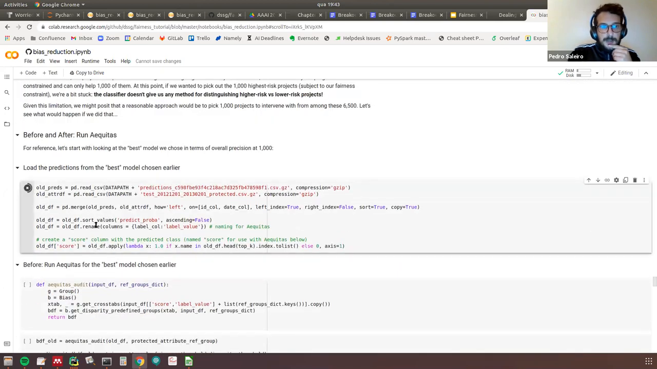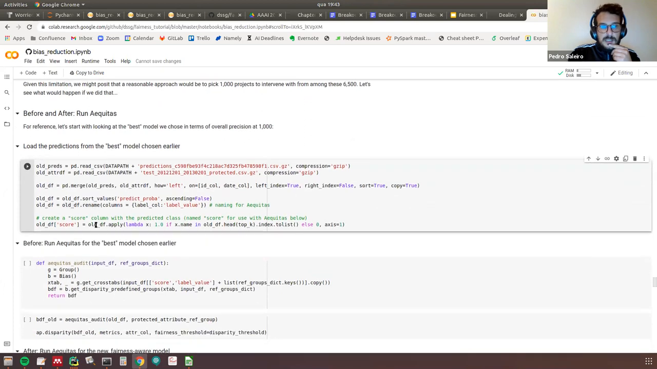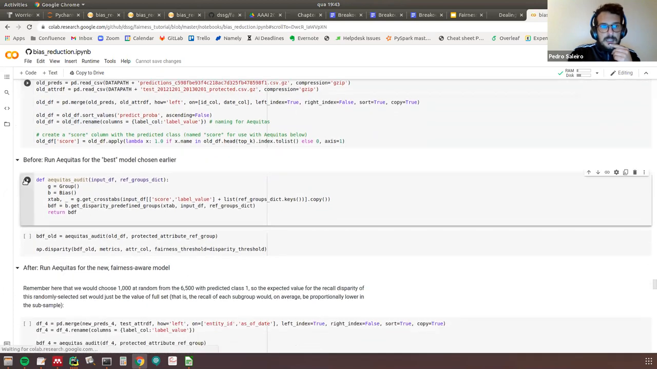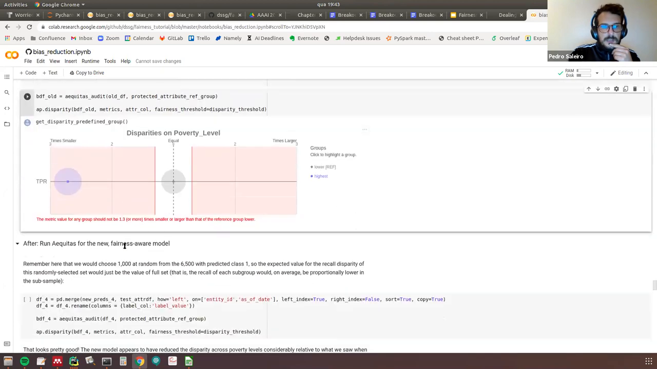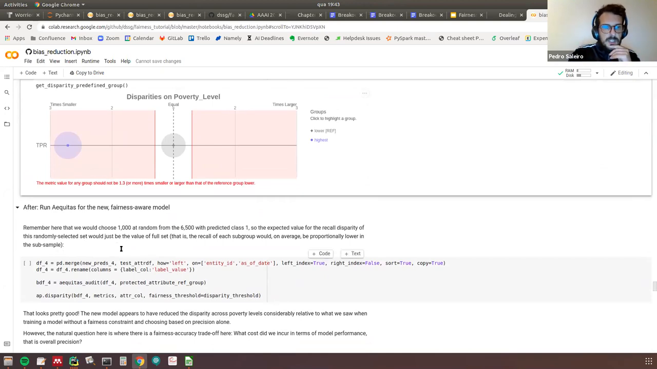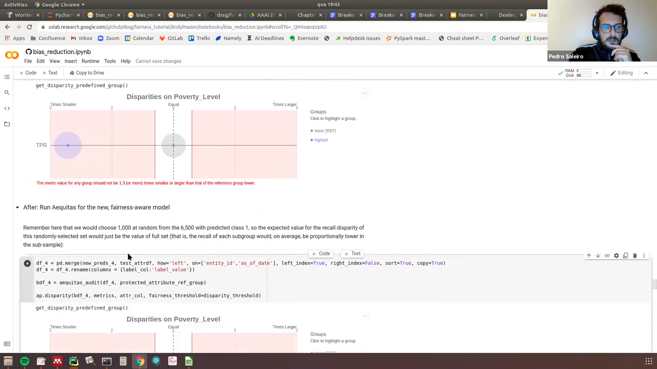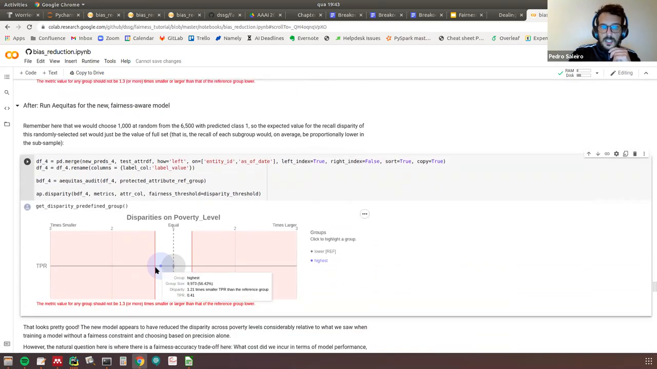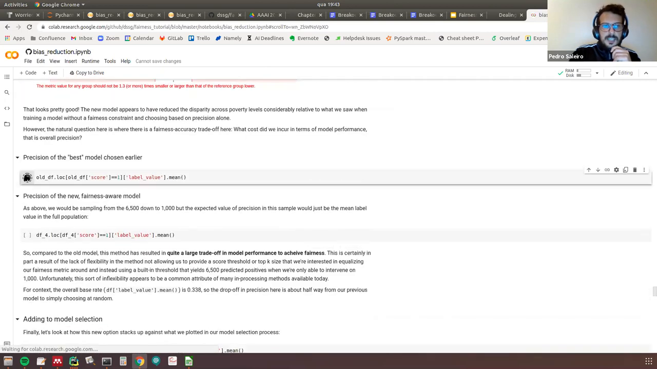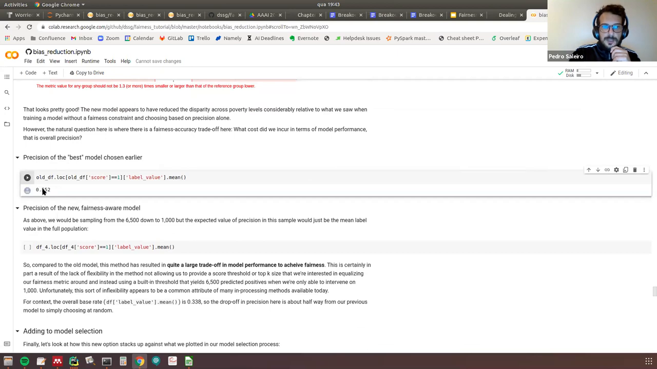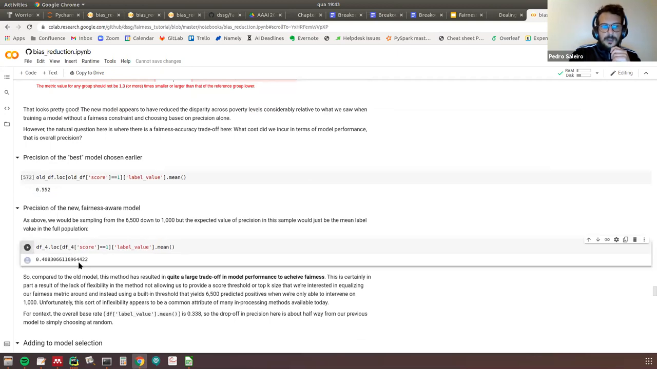And of course, we can already expect that we'll have a cost in terms of precision, selecting so many as positives. And then let's run the Aequitas. Let's recall the old one. This is the model without any mitigation. And now the model based on reductions, it improved the disparity. But now let's see how it actually performs in terms of precision. So before we had 0.55 and now we have 0.40. So there's a high cost in terms of performance metric.